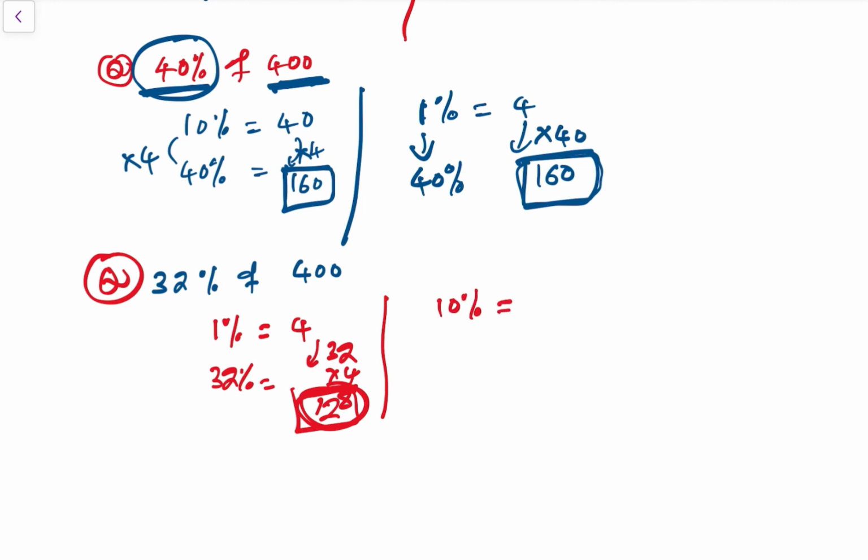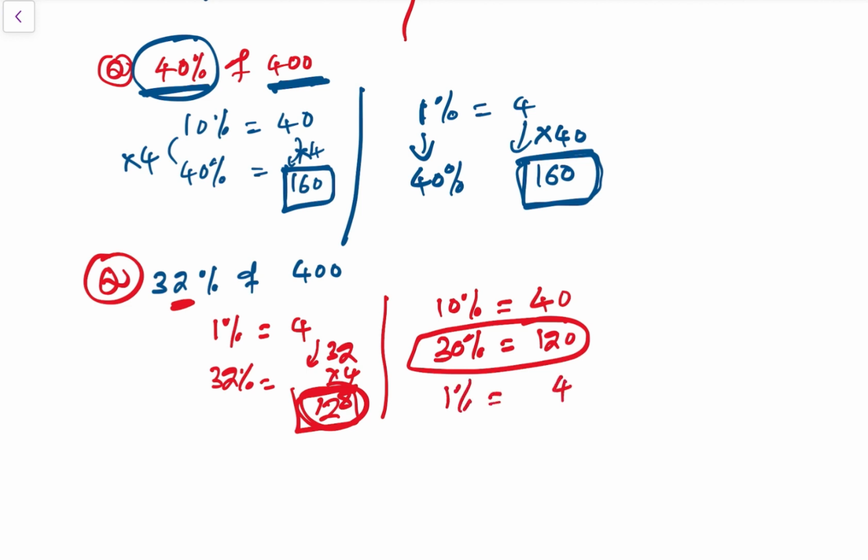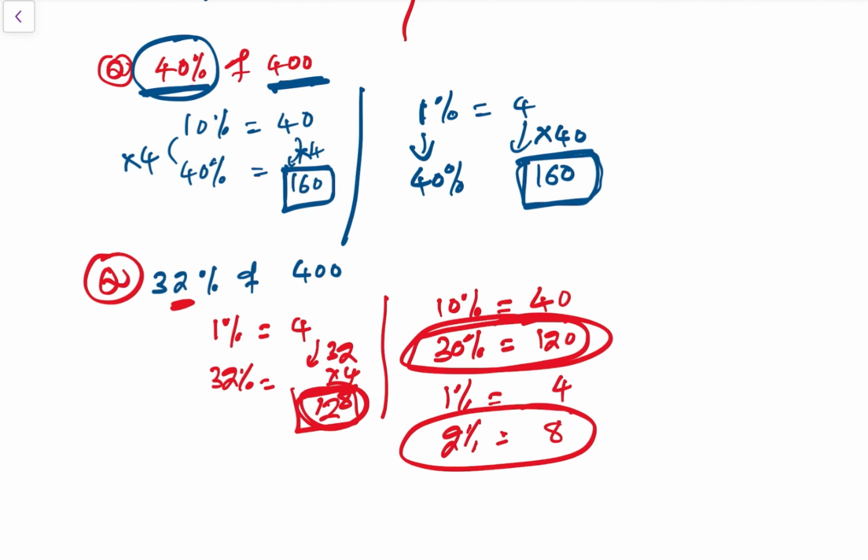So 10% is 40. ठीक है, so 30% is 40 into 3, that is 120. और 30% का पता चल गया हमें, बाकी बचा हुआ 2% चाहिए. सो 2% कैन बी डन विथ 1%, ठीक है, 1% इज 4, ठीक है, 2% इज 8. सो 30% प्लस 2% दैट इज 32%, right? So that would be 128, ठीक है.